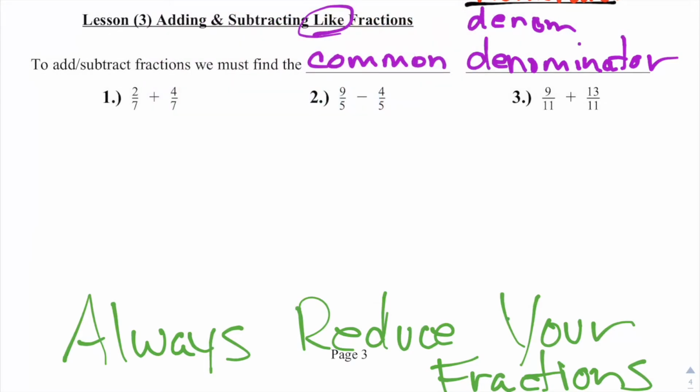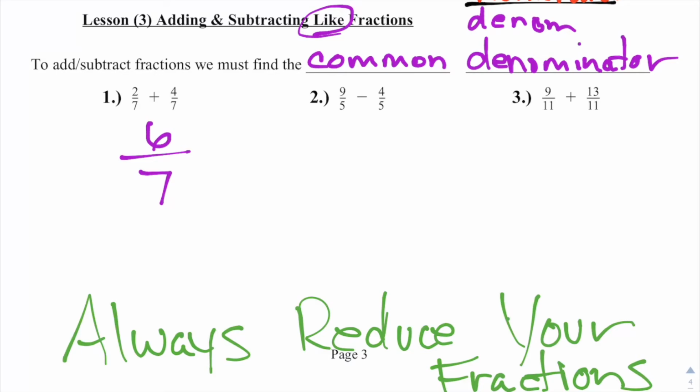In number 1 here, we have 2 sevenths plus 4 sevenths. Like I explained, the 7 is going to stay the same because the sevenths isn't going to change. So we just add the numerators together because that's what the operation is telling us. So we have 2 plus 4, which gives us 6. So we have 6 sevenths as a solution for number 1.